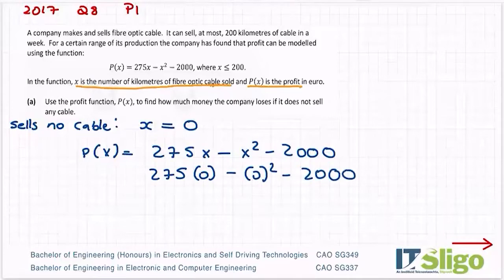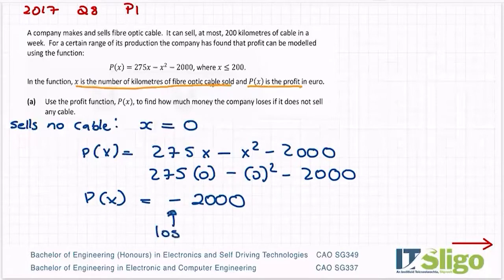Anything by 0 is 0, so they're going to disappear. So P of x is equal to minus 2000, and that's how I know it's a loss. Not that you have to know that, but it's the minus number. So the company is losing money if they sell no cable. That would make sense because they probably have people employed, so they still have wages and electricity to pay and so on. Even if they make no cable, they'll still have expenses.